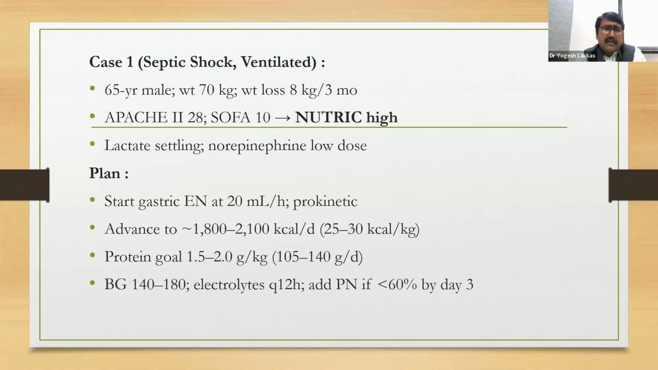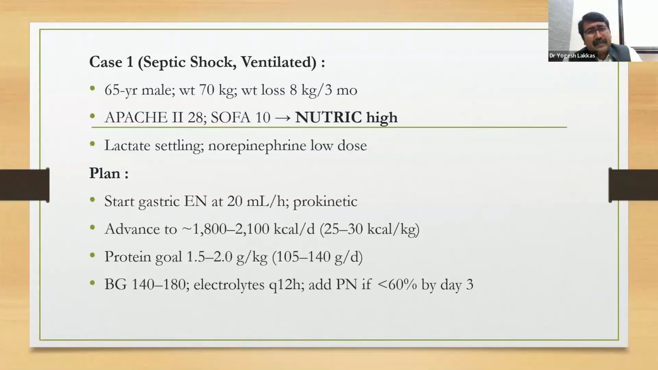We can now see a few case scenarios for the nursing students. Now, case one; these are formulated cases. 65-year old male, weight 70 kg, weight loss of 8 kg during the last 3 months. APACHE score 28, SOFA 10. The NUTRIC score is very high. Lactate is settling. Norepinephrine is low dose. These are the two important parameters assessed clinically again. Then what will be the plan for this patient?